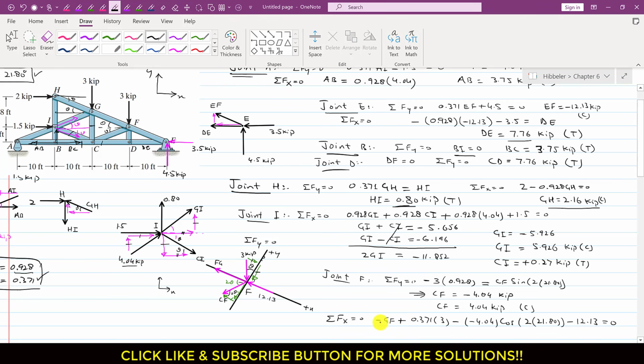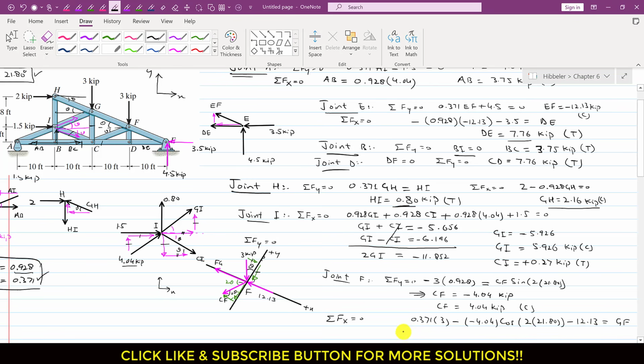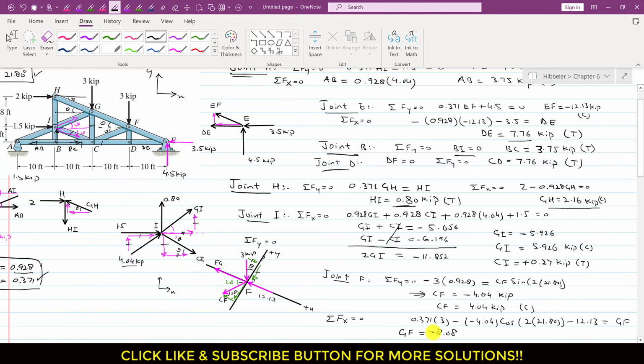If we bring GF to the other side of the equation, it will become positive, so GF is equal to this thing. When we solve this, the GF member force is minus 8.08 kips. So this means that GF is also a compressive force, acting towards this joint F. So the GF magnitude is 8.08 kips, and this is also a compressive force.